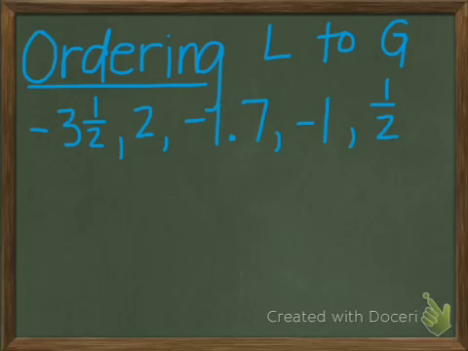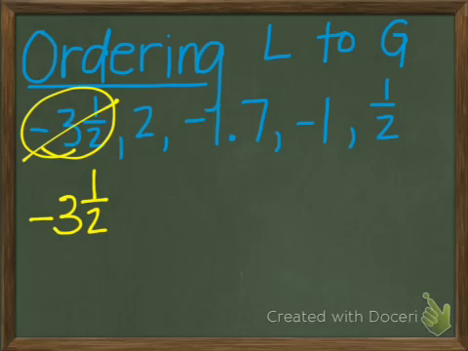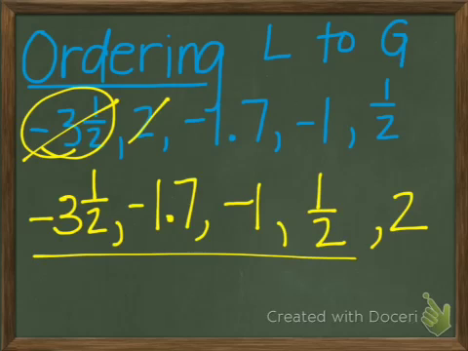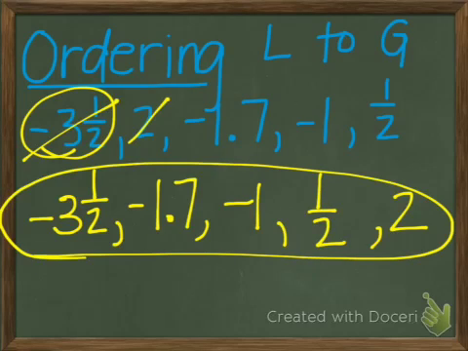So I look for my lowest number. Okay, and I think that's this one right here. Negative 3 and 1/2. So I kind of mark it out. I know that 2 is my greatest number, so I'm going to go ahead and put it over there. And then I have to choose between negative 1 and 7/10 and negative 1. Negative 1 and 7/10 is obviously smaller. And then negative 1, and then 1/2, and then 2. So this is my ordering. Most of the examples you get, though, will not be that easy.